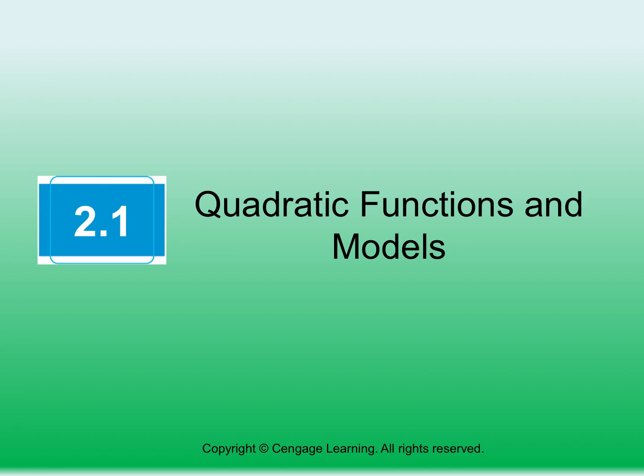All right, 2.1, we're going to talk about quadratic functions and their graphs. So a quadratic function is an x squared function. What shape does an x squared graph have? A parabola.